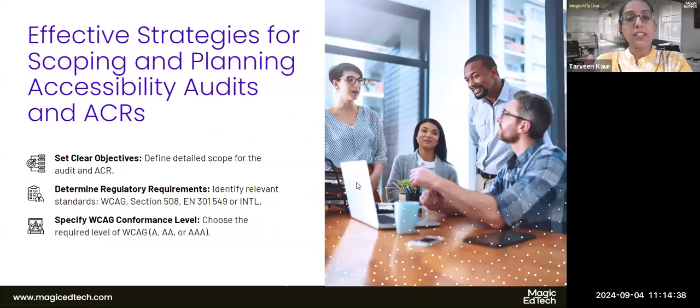What are the effective strategies for scoping and planning accessibility audits and ACRs? First of all, set a clear objective. What is the scope and which ACR am I trying to deliver? For that, you need to understand which regulation I need to comply with. Is my product being sold internationally, or am I targeting the US, where I need to only follow Section 508.